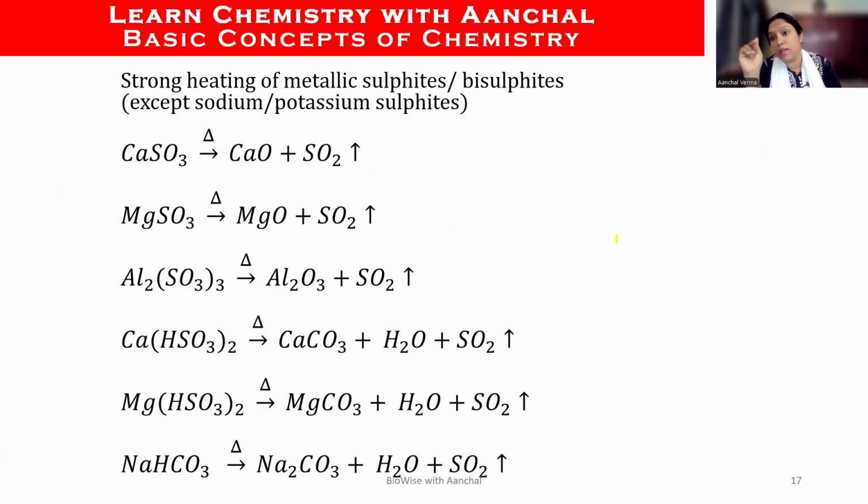Moving next, strong heating of the sulfites. Like you heated carbonates to get carbon dioxide, you heat sulfites, you get sulfur dioxide. If you heat bisulfites, that also gives you sulfur dioxide. These are all the reactions.